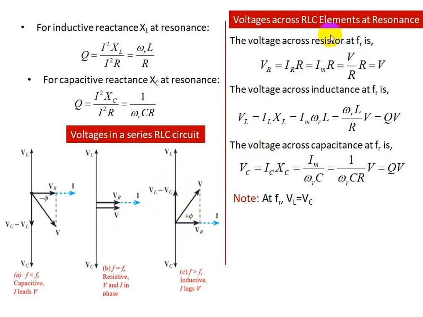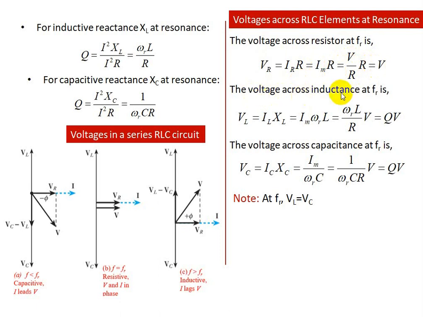Then voltage across the various elements at resonance. Voltage across resistor at resonance. So at resonance, VR will be equal to IR into R, that is current flowing through the resistance multiplied by the resistance. So the current flowing in the circuit is IM. This is the current flowing at resonance. So IM into R. This can be written as, where IM is V by R, so V by R into R, this gives us V. So the voltage across the resistor will be equal to the supply voltage.